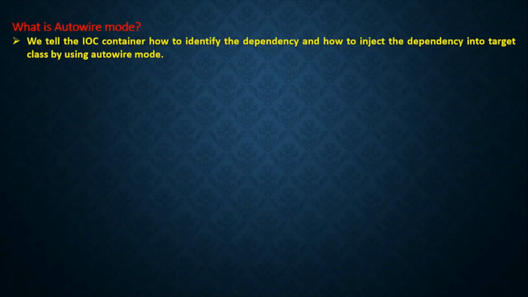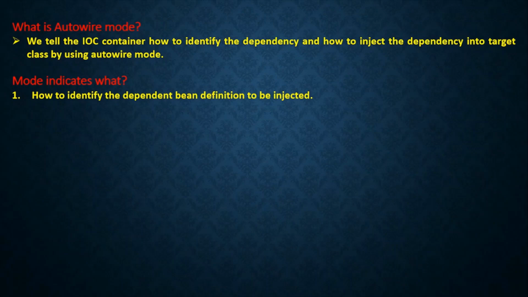What is the autowire mode? We are telling the IOC container how to identify the dependency and how to inject it into the target class by using the autowire mode. We will specify the mode as byName, byType, or constructor. That means we are telling the IOC container, hey container, identify the dependency and inject it accordingly based on the autowiring we have specified. So the IOC container will go and inject the dependency.